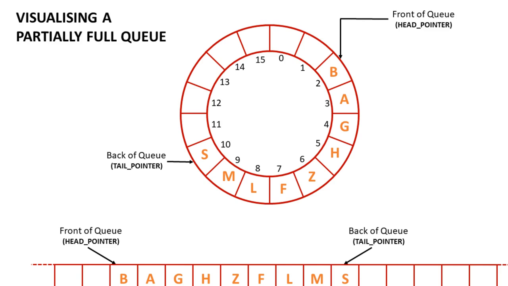And here is exactly the same queue, but this time with data in it. So items get added here to the back of the queue, one at a time, and items leave from the front of the queue here, as so.